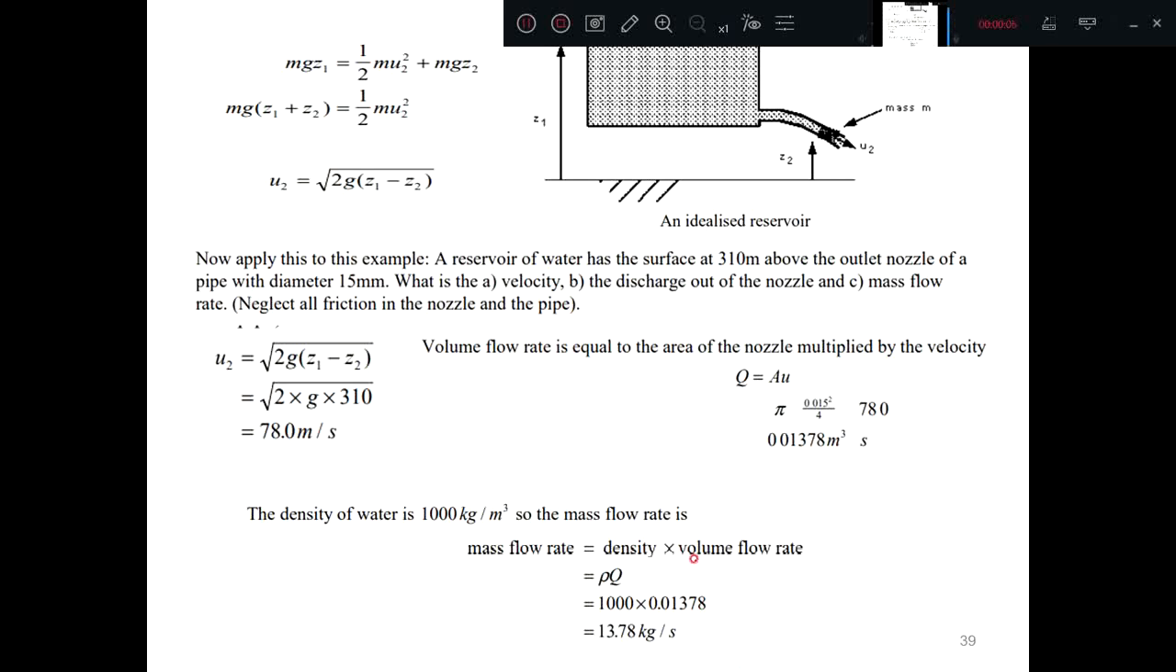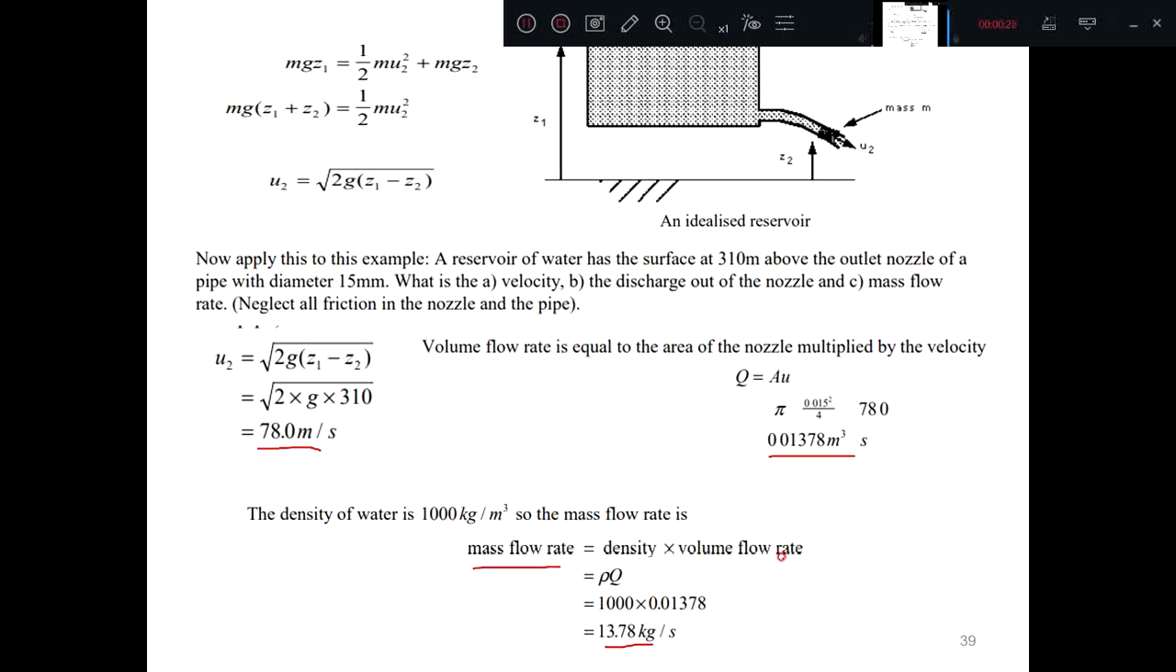In this example, we have a mass flow rate of 13.78 kg per second, and we have obtained a velocity of 78 meters per second, and a discharge out of the nozzle of 0.01378 meter cube per second.